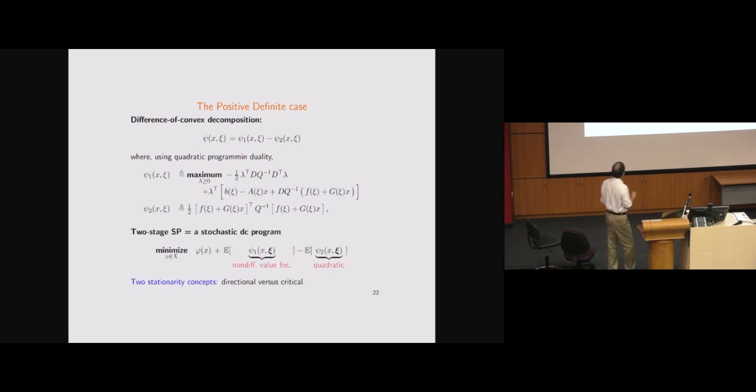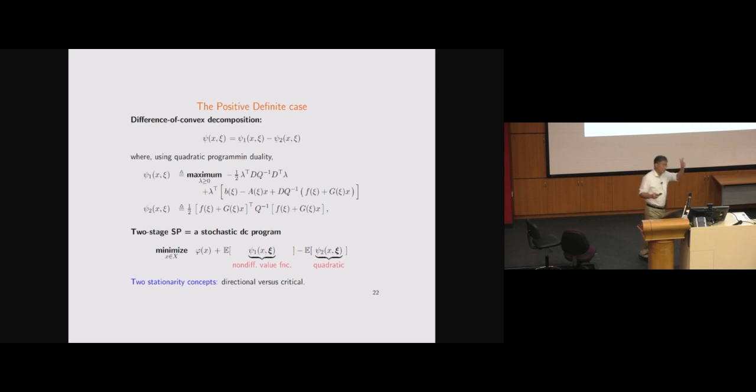Okay, so in this case, the two-stage SPE is really equal to a stochastic DC program. And you know the DC decomposition. This is a non-differentiable value function, but it's convex. And then this is nicely quadratic. Okay? And so now you have a DC function here, considering this as a deterministic function. And so now you can talk about stationarity concepts, okay?